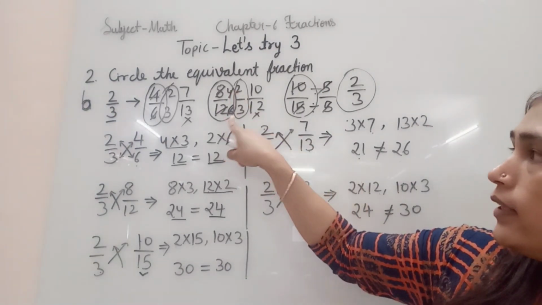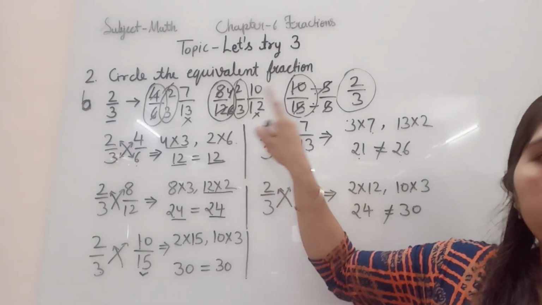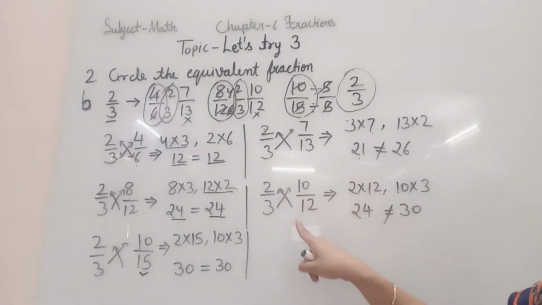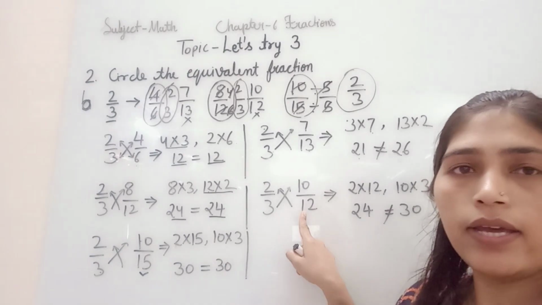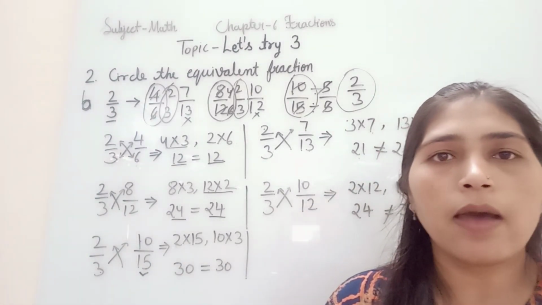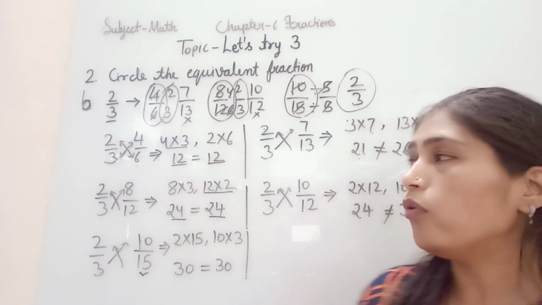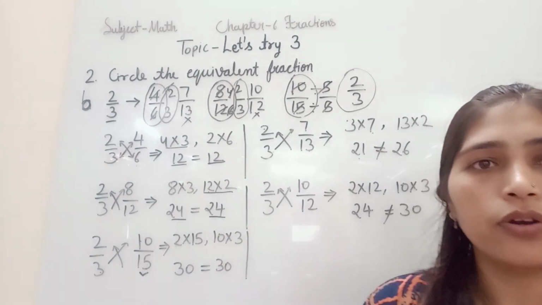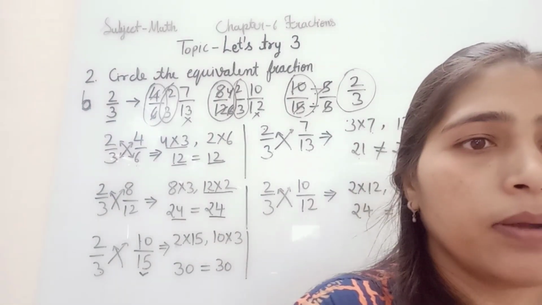You have to circle in the notebook also, and in the book also. But in the notebook you have to explain each and every part here, so that later on, if you revise this chapter, you will understand how we get to know whether it is equivalent or not. Got it? So let's see the next problem.